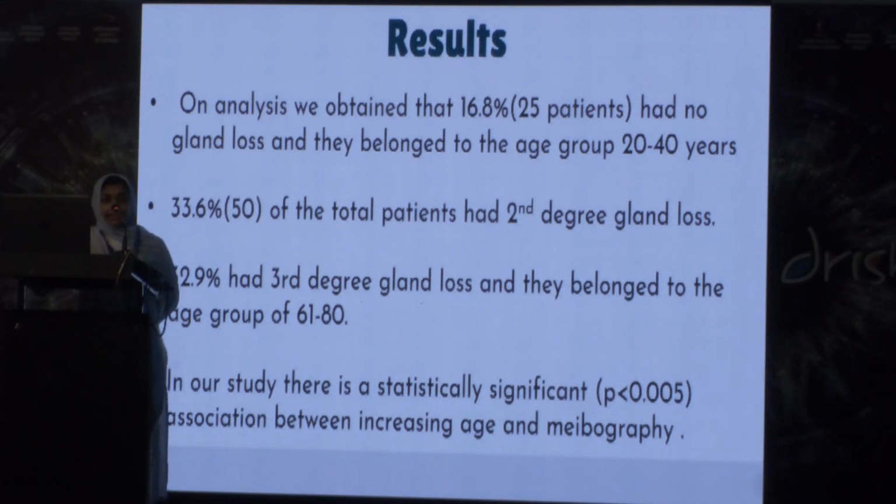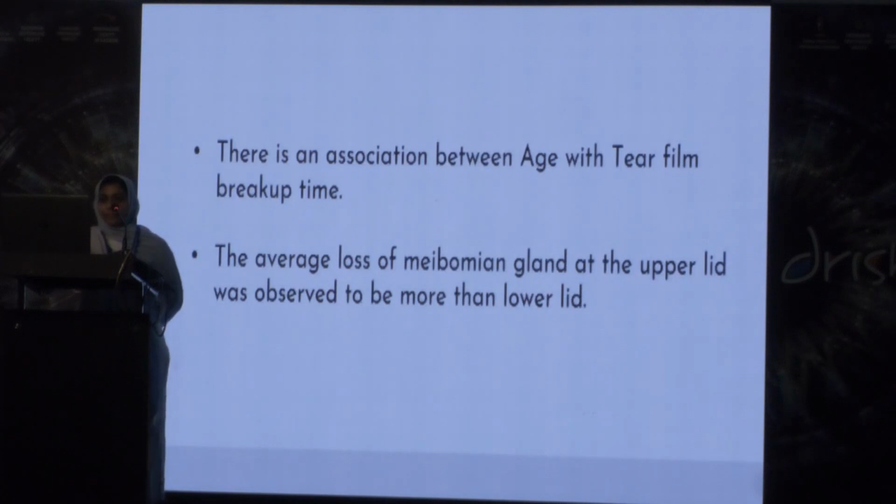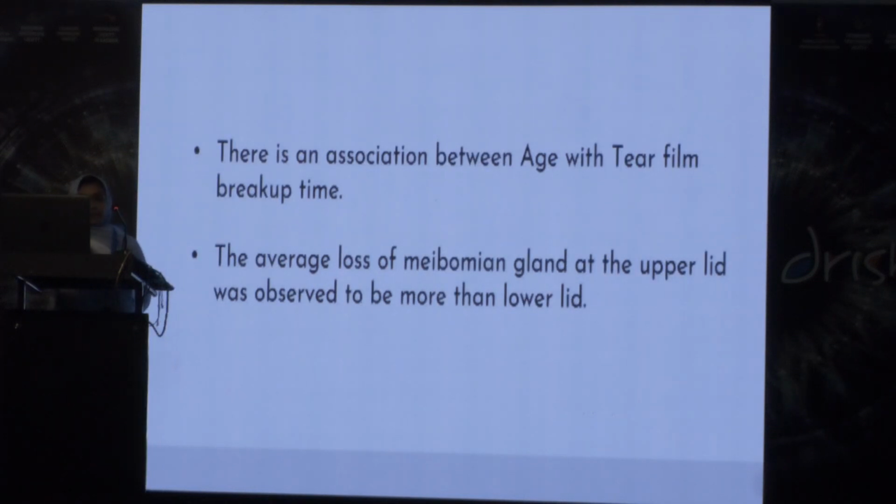33.6% had second degree gland loss and 32.9% had third degree gland loss, which was from the 61 to 80 age group. And the study was significant because the p-value was less than 0.05. So there is an association between age and tear film breakup type, and the average loss was more in the upper lid than in the lower lid.